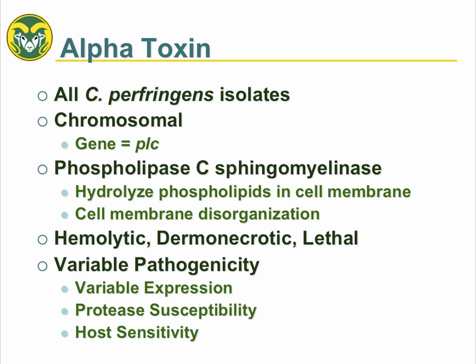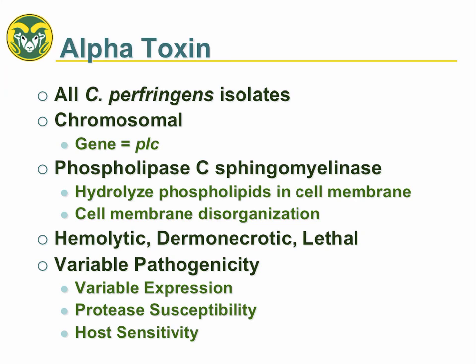But you will see hemolytic crisis and icterus sometimes in lambs that get type A infections. Dermonecrotic, lethal for, excuse me, many types of cells. Variable pathogenicity because of variable expression. Some type A isolates will express more alpha toxin than other isolates, and it's both due to the genes around it that signal the expression, as well as the conditions that it's being grown in.